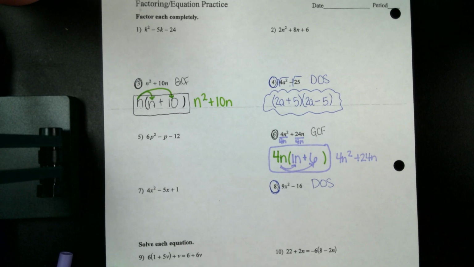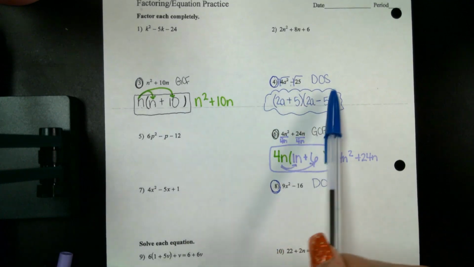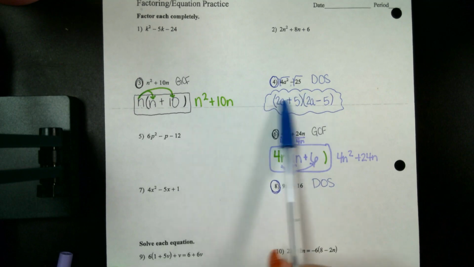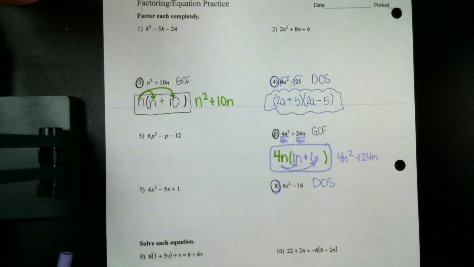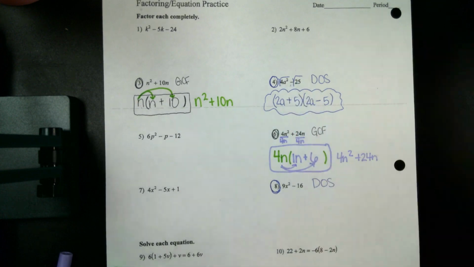And you might think this is picky of me, but these two sets of parentheses have to be written side by side. You can't put one here and one underneath it because these two things are supposed to be multiplied together. Multiplication means side by side. So make sure that's how you show it.